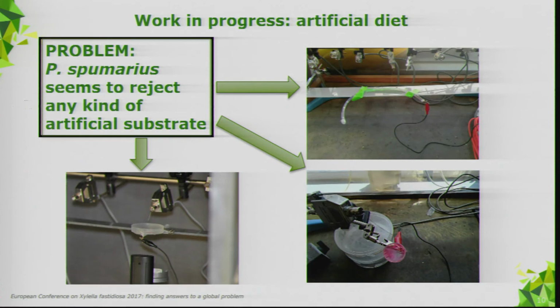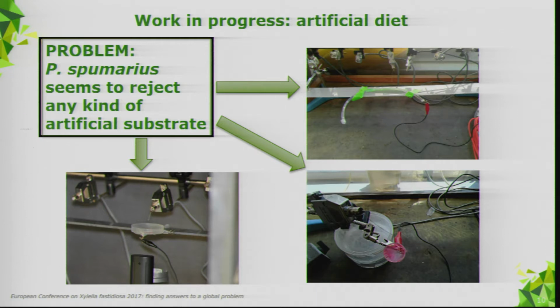Now, let me show you a couple of ongoing works we are doing in Madrid. First of all, artificial diet. The problem is this: a lot of authors reported that Philaenus spumarius refuses any kind of artificial diet, and that's a problem, because the setup of an artificial diet system would be really useful for both feeding behavioral studies and transmission of Xylella fastidiosa, as shown in sharpshooters by Rodrigo Almeida and Chiellini in 2009.